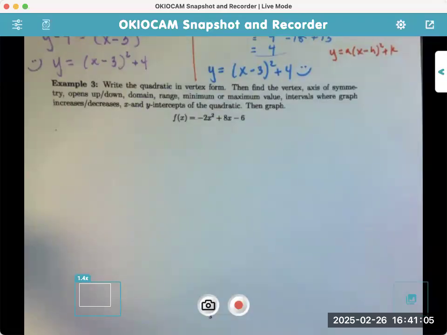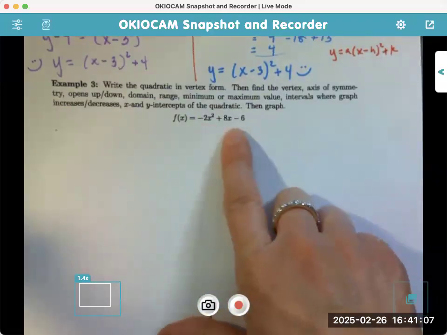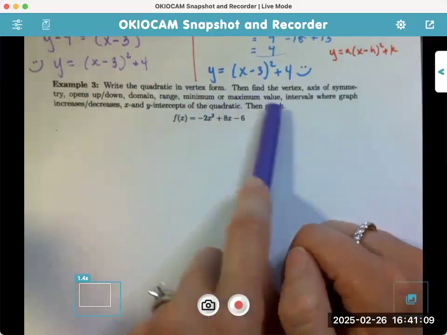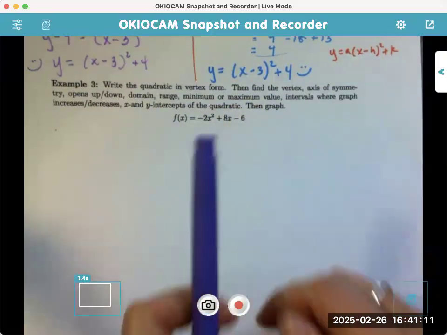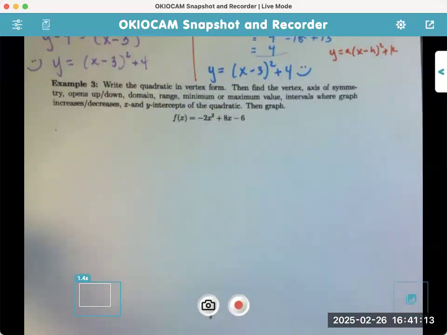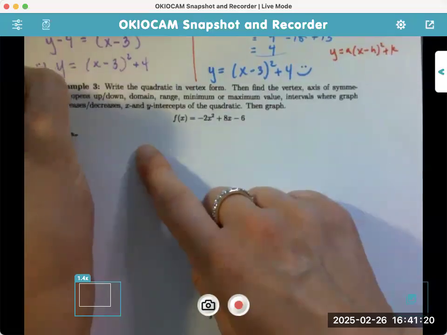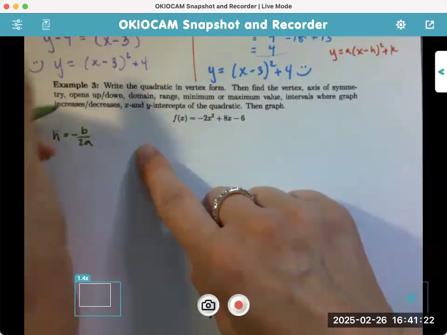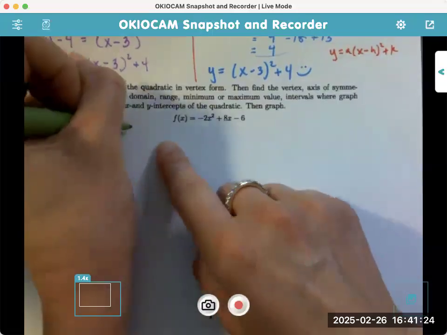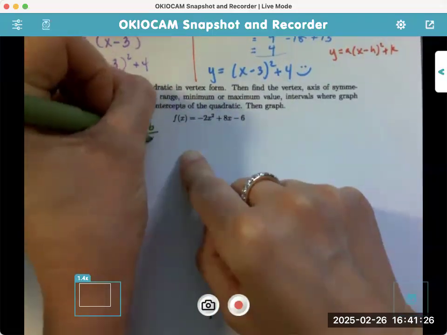Okay. So for me, I look at this equation and I'm like, yeah, no way. I don't want to complete the square for that. No thanks. So I instead am going to use our new best friend, that h equals negative b over 2a, and that k is equal to f of negative b over 2a.